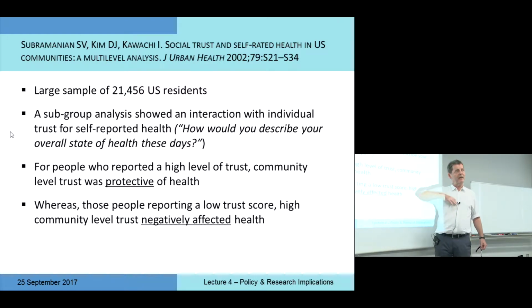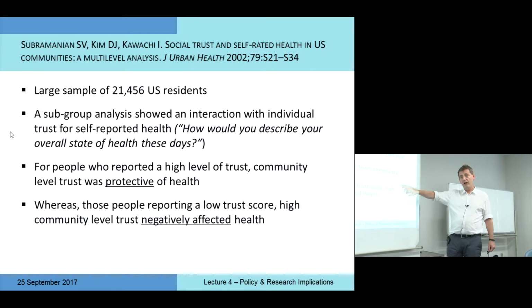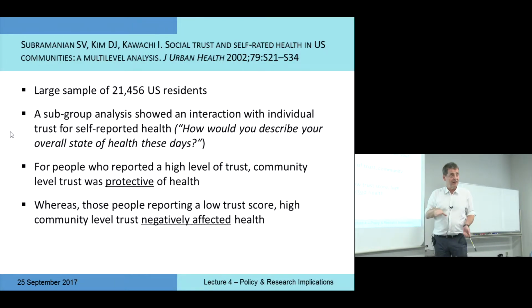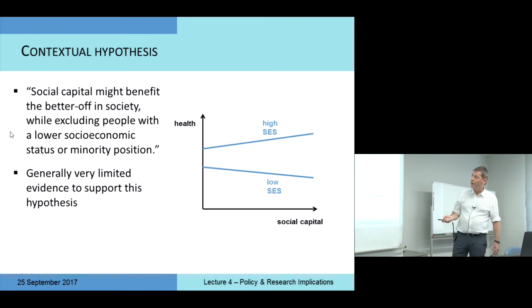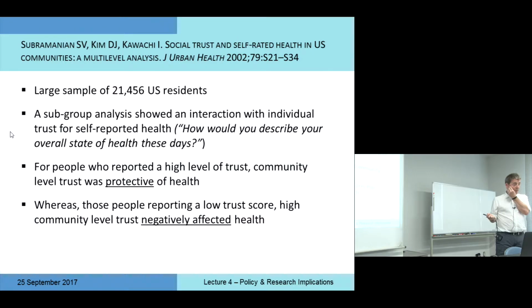So if you report a high level of trust yourself, and you're in a community where there's a high level of trust, that seems to benefit your health, a positive relationship. Whereas those people reporting a low trust score, so they themselves didn't trust others, in that situation, if there was high community trust, then that negatively affected their health. So it's an example of this sort of divergence. It is support for this contextual hypothesis. But I do stress there was really very limited support they found for this, but this was an example.